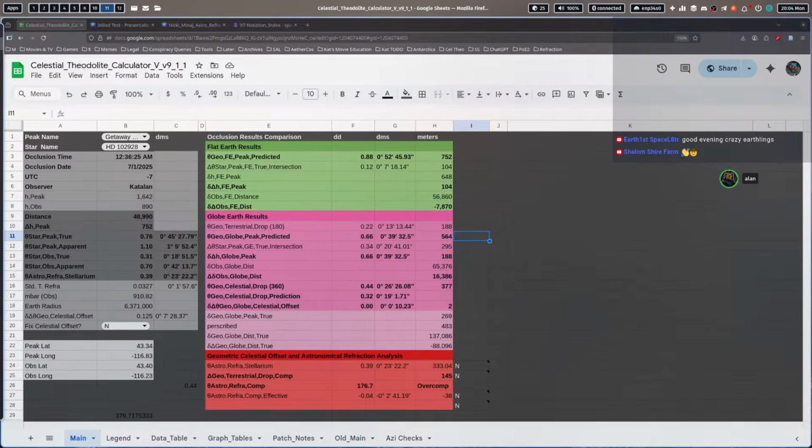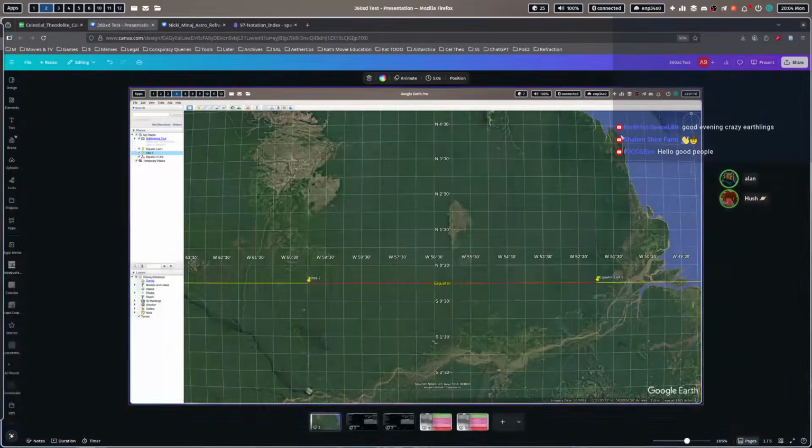Hello and welcome everyone to Celestial Theodolite update number 20. Last week we were dabbling a little bit in the math of the spreadsheet, going over everything. There was not yet a fully prepared guide for everything as there should have been, but that has been taken care of. I got a nice rough draft of everything written out, so we're going to go over that.